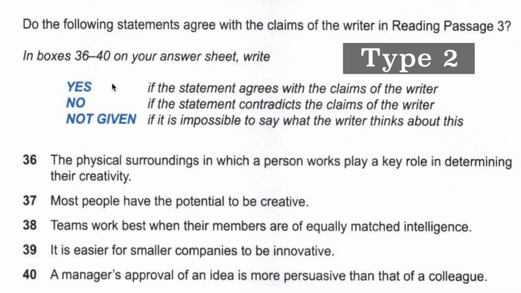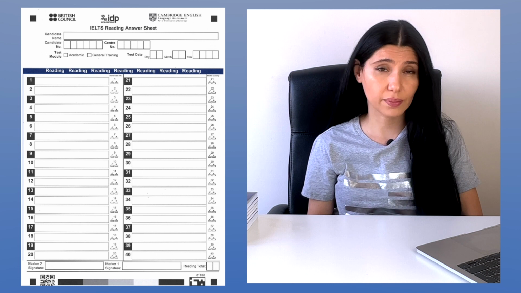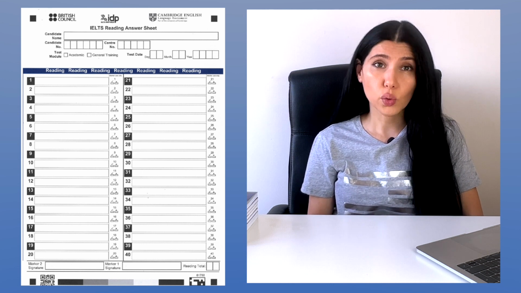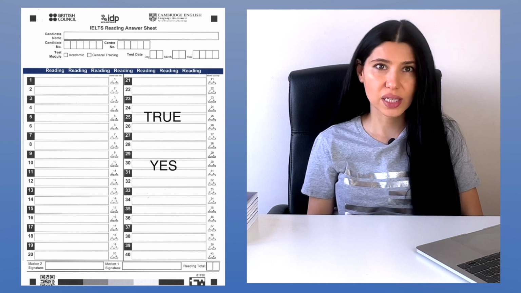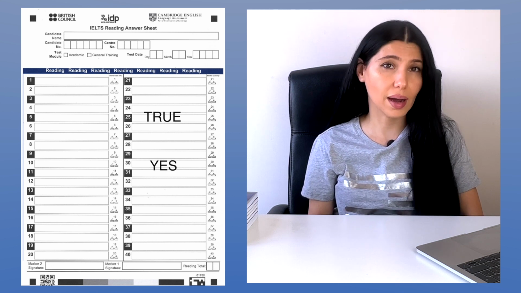You have to answer yes, no, or not given. Again, choose yes if the statement is correct, choose no if the statement is wrong, that is incorrect, or not given if there is no information about it in the text. If you're taking paper-based IELTS, then you will have to write your answers on an answer sheet. Make sure you write full words, that is true or yes, and not just letter T or letter Y.